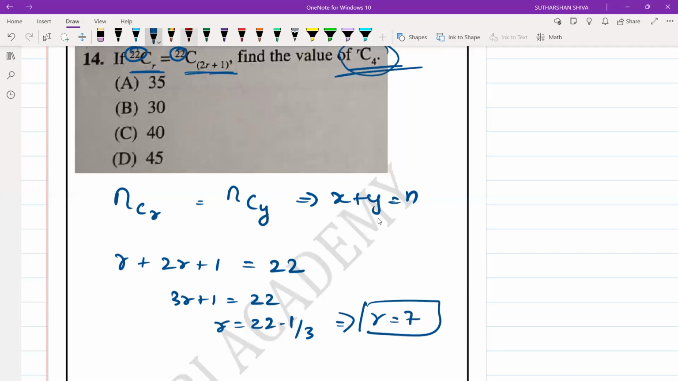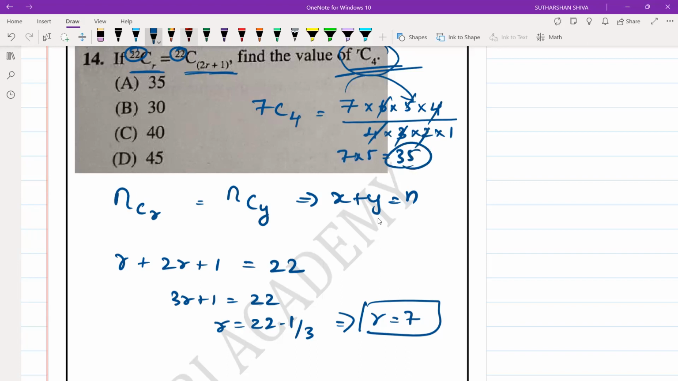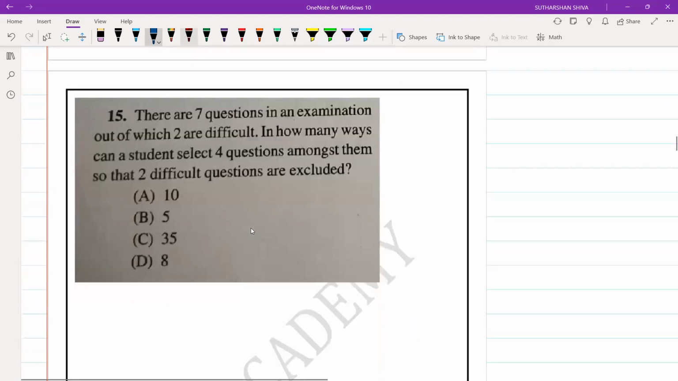Now they are asking 7C4. What is the combination? 7C4, you can write down 7 into 6 into 5 into 4 divided by 4 into 3 into 2 into 1. You can write now 4 cancel, 3 2s are 6 cancel. So 7 into 5. So 7 5s are 35. My final value is going to be option A.